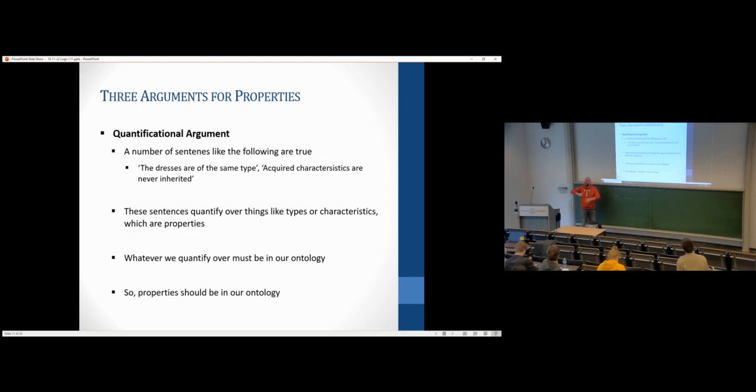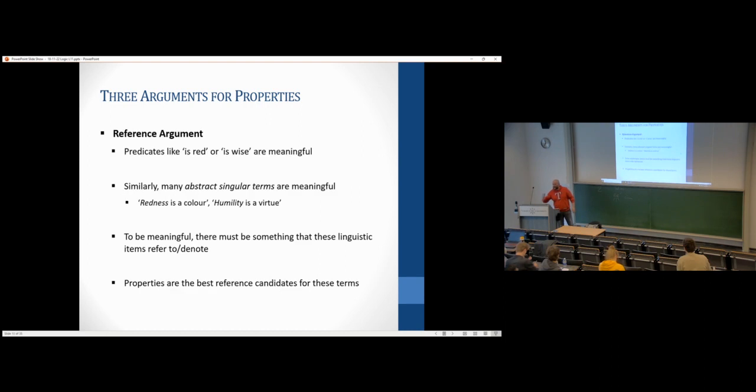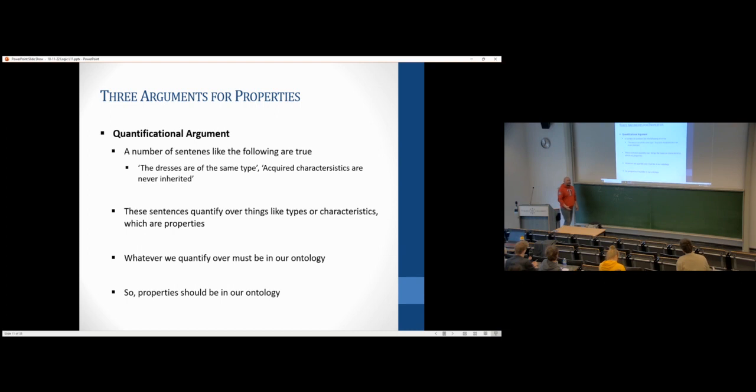The one over many, which is that properties are the best explanation for things like resemblance, or resemblance-like talk. The referential one that says, we have all this meaningful talk that involves predicates or abstract singular terms, and we need to have something that these refer to. Let's use properties. And then a quantificational one: there are some sentences that we cannot paraphrase in such a way that we don't quantify over properties. These three seem to push us to: we've got to have properties in our ontology.